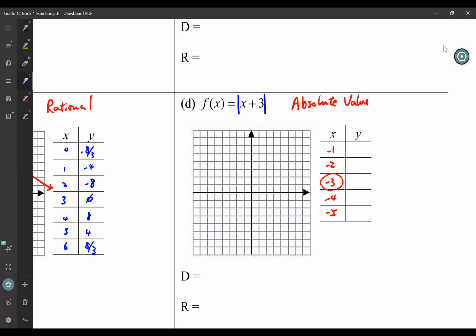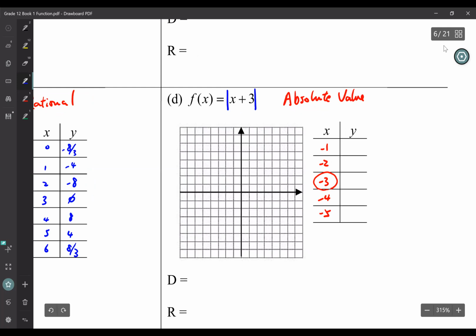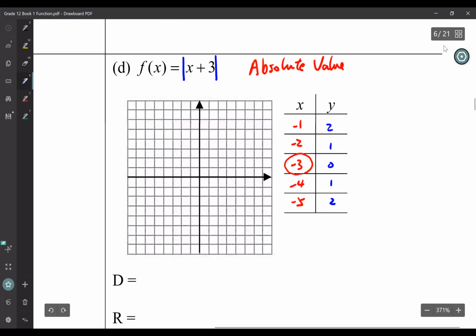Okay, E-Ray, can you tell me what y value you got? For all of them? Yeah, for all of them. 2, 1, 0, 1, 2. Yeah, very good. Okay, so -1, plug it in, will be 2. Absolute value will remain 2. If you plug in -5, you get -2, but then you just take away the negative sign. Okay, so let's follow the points and then get the graph.